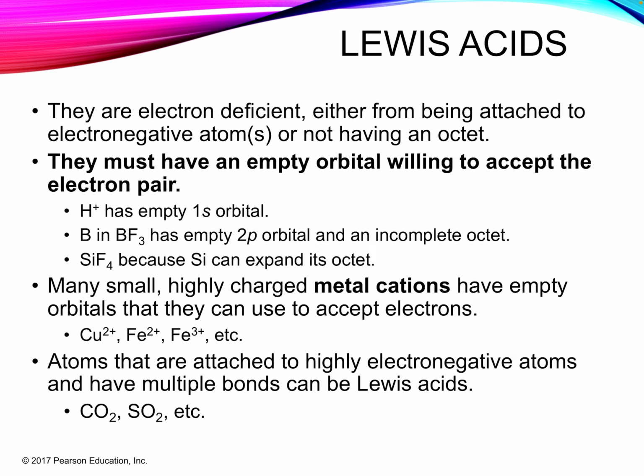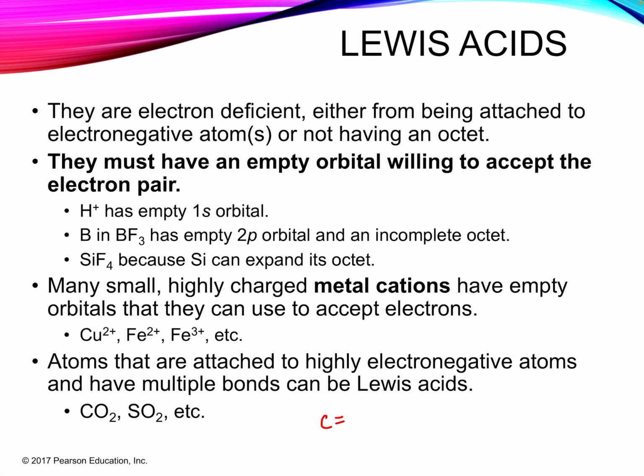Silicon tetrafluoride, silicon can expand its octet. Even though it currently has an octet, it can expand its octet, so it can still accept more electrons. So those are the 3 ways it really shows up. Many small, highly charged metal cations have empty orbitals that they can use to accept electrons, so they become really good Lewis acids. But again, it's going to be very small, highly charged cations, not like sodium or something like that, but copper or iron. Any kind of transition metals usually are going to be good for this. And then we can also have atoms that are attached to highly electronegative atoms and have multiple bonds, like carbon dioxide.